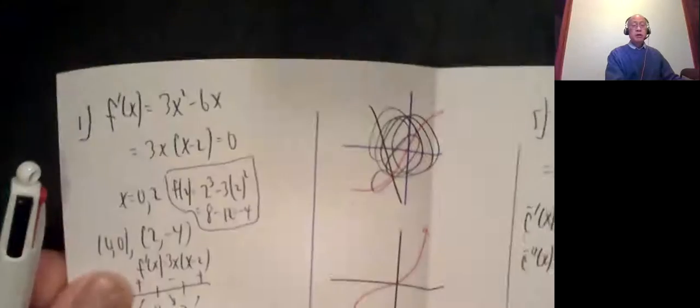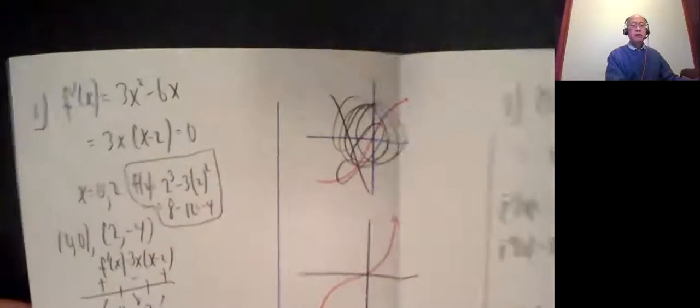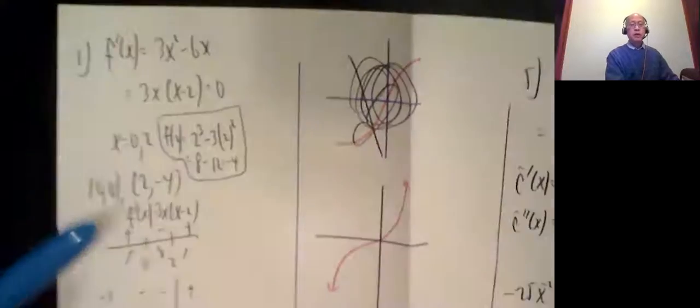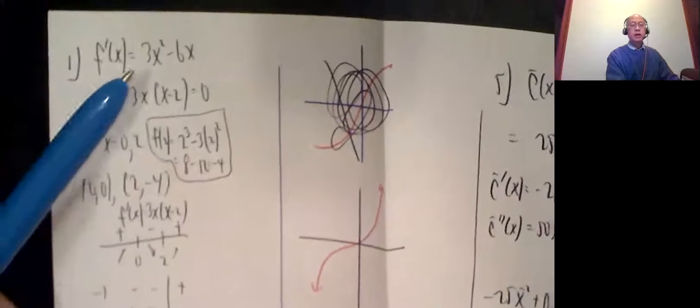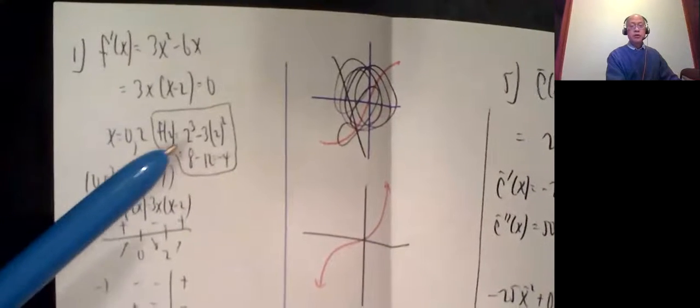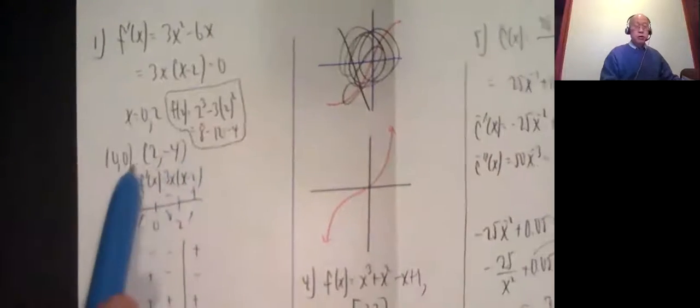Number 1, the derivative is 3x squared minus 6x. Factor into 3x times (x minus 2) equals 0. Critical numbers are x equals 0 and x equals 2. Plug in 0, you get 0. Plug in 2, you get negative 4. F of 2 is 2 cubed minus 3 times 2 squared from the original function, and that comes out to be negative 4. So the points are (0, 0) and (2, negative 4).